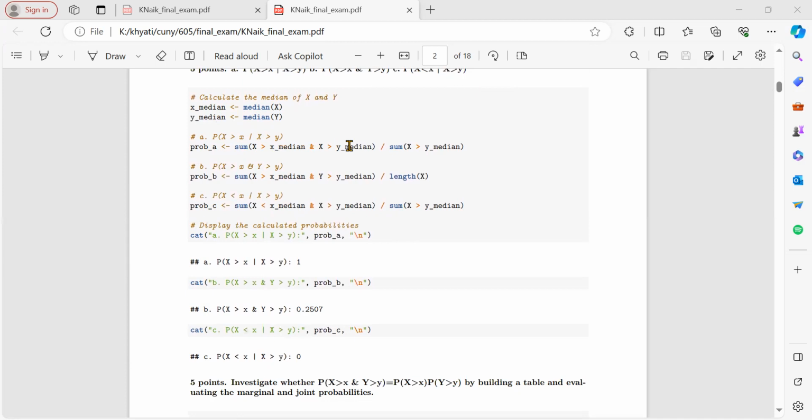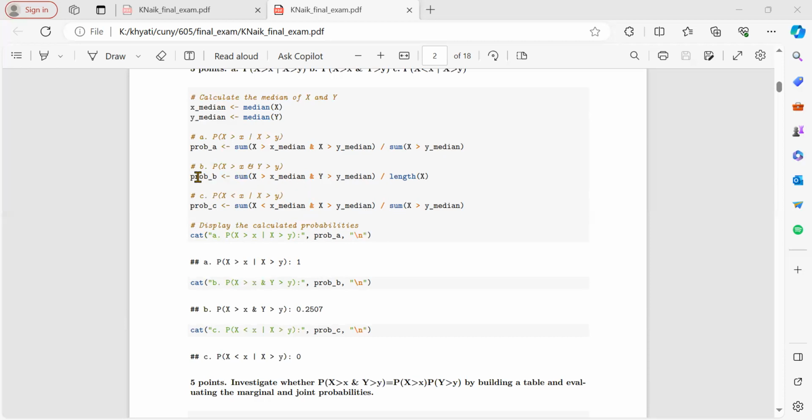the probability that x is greater than small x, given that x is greater than small y, is approximately 1. This suggests that if x is greater than small y, it is highly likely that x is also greater than small x. And we are getting the value as 1.